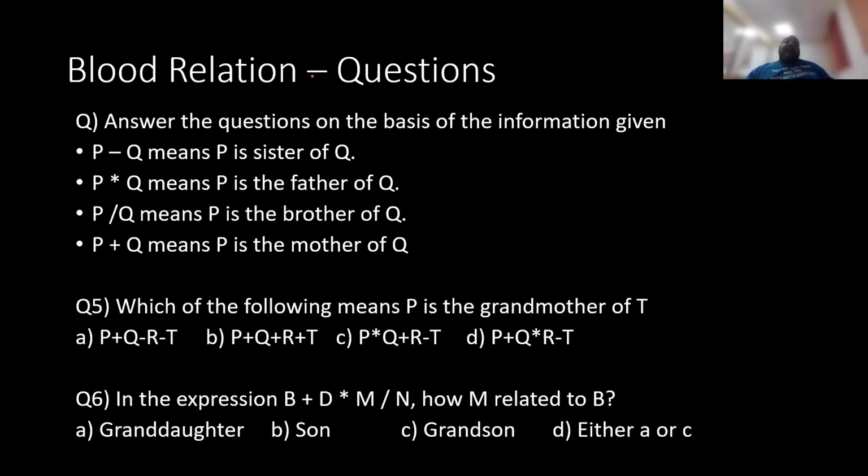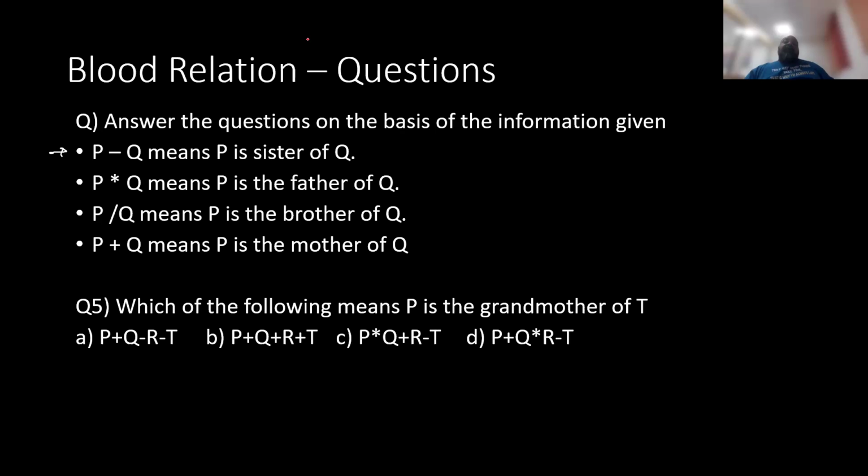So if I look at this symbol, it says P minus Q means P is the sister of Q. What does this tell me about P and Q? What does the minus tell me about P and Q? Because P is a sister, P has to be a female. And because P and Q are sister and brother, whatever, they have to be in the same generation.